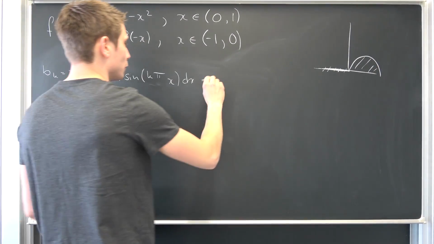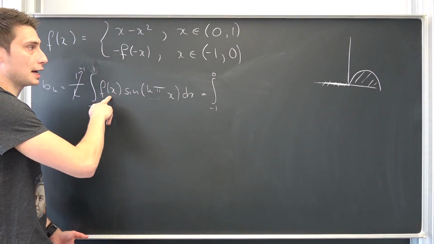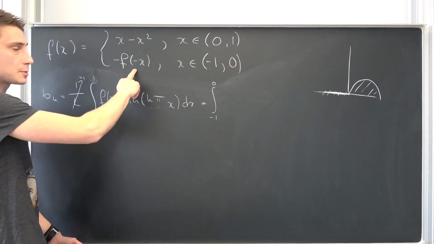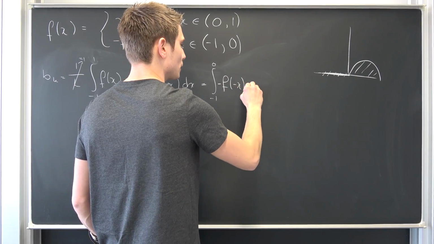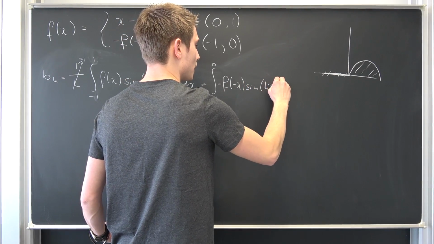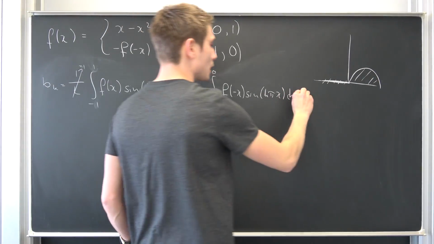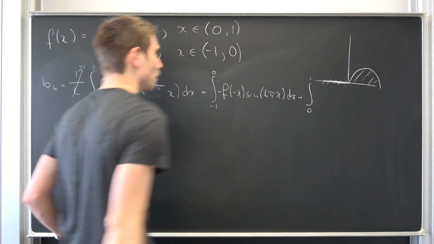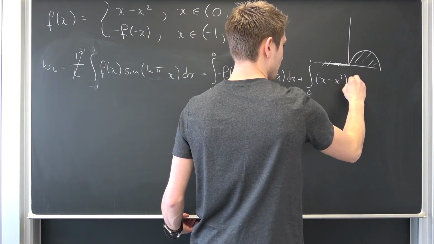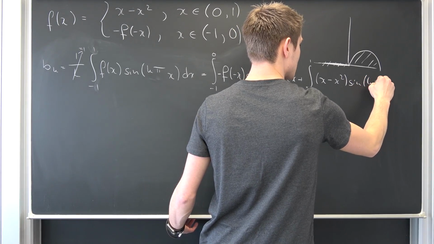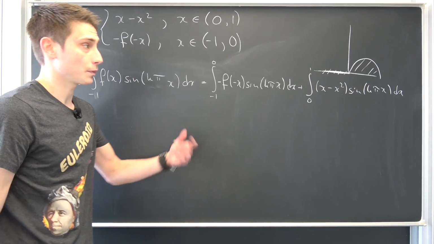Meaning, we are going to end up with, at first, an integral running from -1 to 0 of f(x). In this interval, by this definition, it is negative f(-x), times sine of k times pi times x, integrated with respect to x. For the next part, we are going to add an integral from 0 to 1 to it. Of what? By this definition it is x minus x squared times the sine of k times pi times x, integrated with respect to x. Okay, coolio.